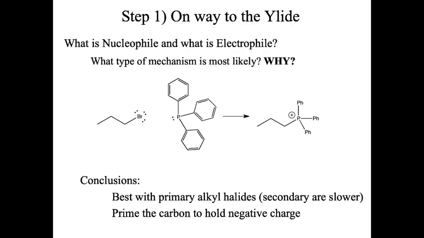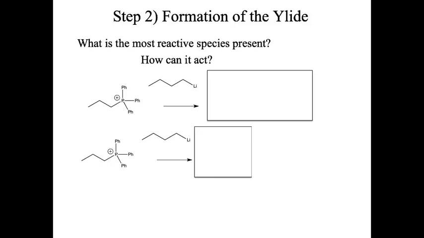Oh, sorry, before we do that, we did address these. Just want to make sure you remember them. Primary halides work best. Okay? And really what we're doing is priming the carbon to hold a negative charge. Okay? Which isn't obvious yet.